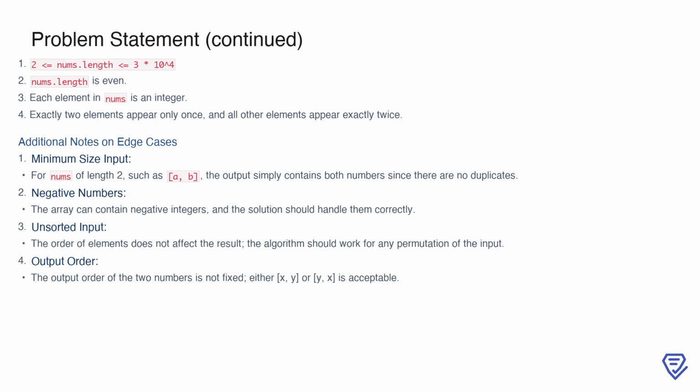Since the input array can be unsorted, the solution should work regardless of the order of elements. Finally, the output order of the two unique numbers isn't fixed, so either x, y, or y, x is acceptable. These considerations ensure the algorithm is robust and handles all valid scenarios correctly.